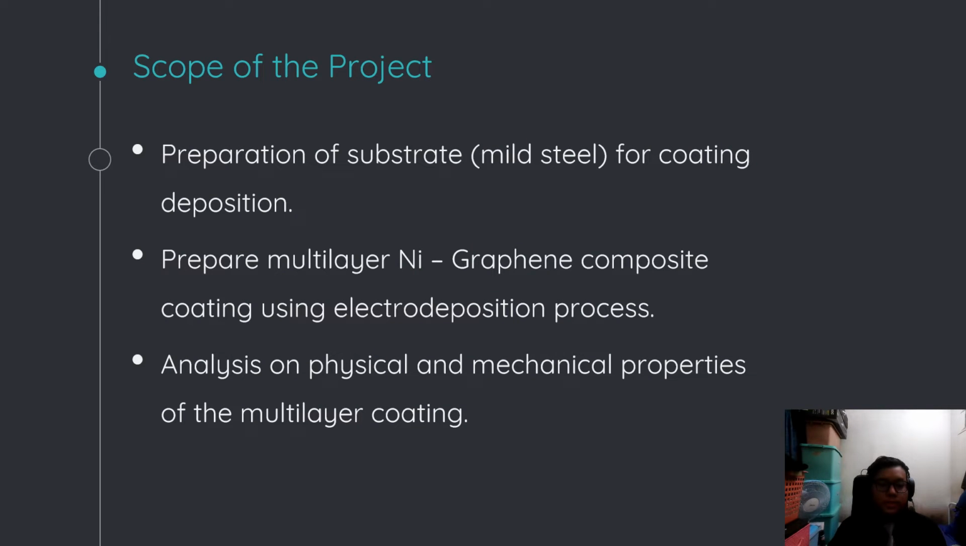Scope of the project. So this will be the work done for the project. First is the preparation of substrate for coating deposition. So the substrate material is mild steel. Second is to prepare multilayer nickel graphene composite coating using electrodeposition process. And the third is analysis on physical and mechanical property of the multilayer coating.